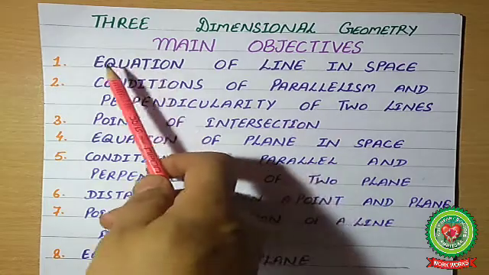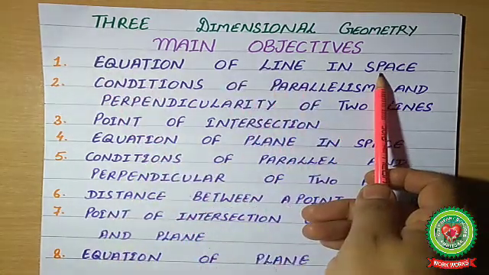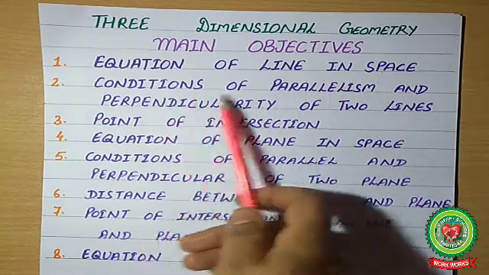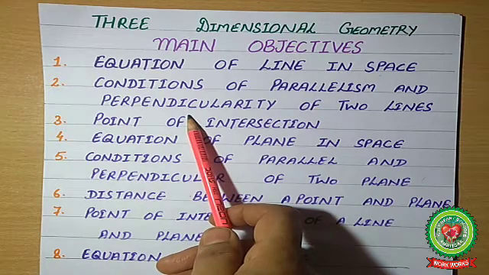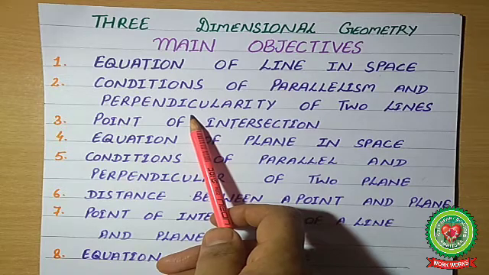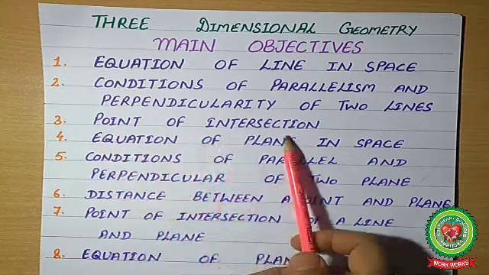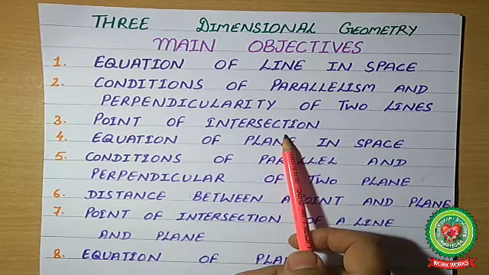First of all, its main objective is the equation of a line in space. Now in this chapter, we will learn how many types of equations there are in space and what are the conditions of their parallelism and perpendicularity. Lines may be parallel, and lines may be perpendicular. Then we will learn how we can find the point of intersection. When there are two lines, they may intersect at some point.